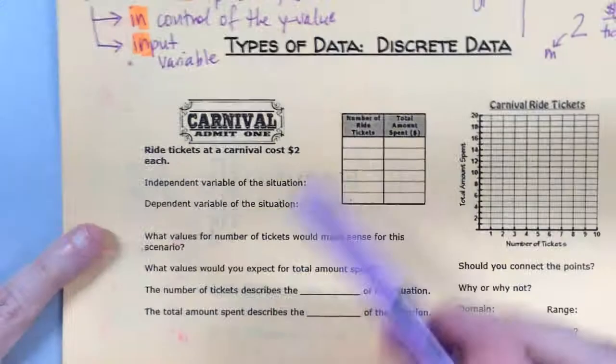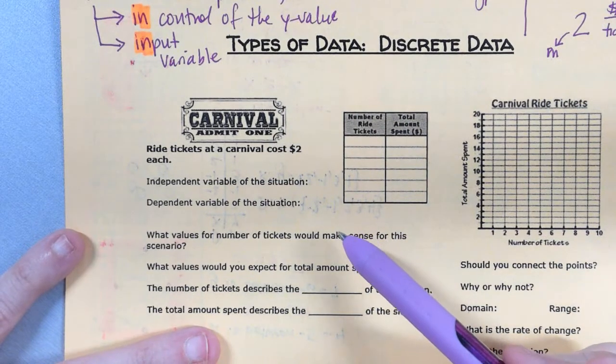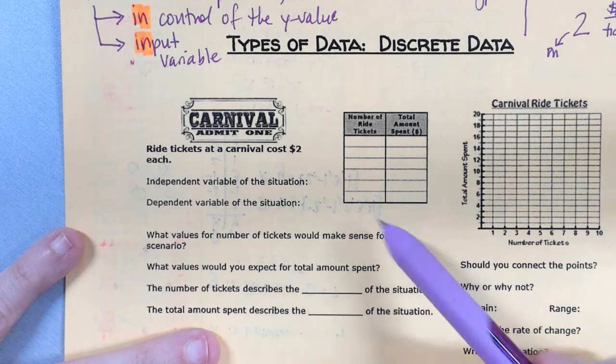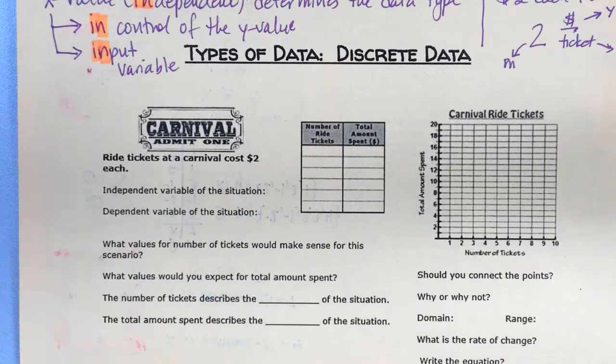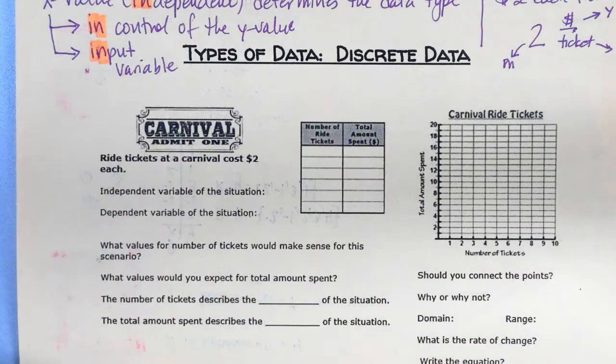This matters because in this case they gave me a table, but they're not always going to give me a table with the x and y filled in. Sometimes I'm going to have to figure that out myself. Okay, so that's all the background information we need. Now let's talk about discrete data.